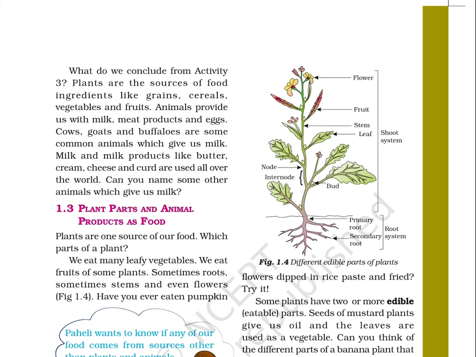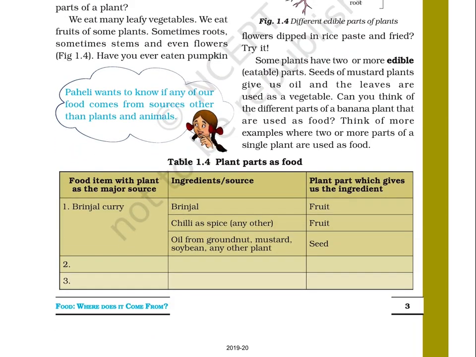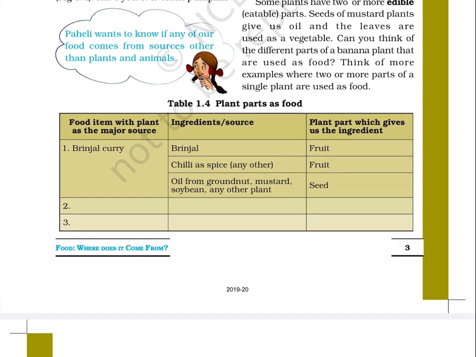Here is a picture of Paheli. She wants to know if any of our food comes from sources other than plants and animals. Table 1.4, Plant Parts as Food. There are 3 columns. Column 1, Food item with plant as the major source. Column 2, Ingredients or source. Column 3, Plant part which gives us the ingredient.